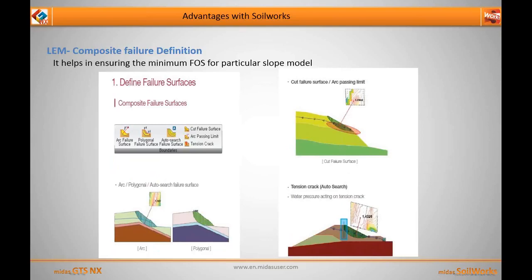Now with LEM, composite failure definitions are there. It helps in ensuring the minimum factor of safety for a particular slope model. As you can see, we have various options like arc failure surface, polygonal failure surface, and auto search failure surface, which automatically selects the minimum factor of safety failure plane for the model.